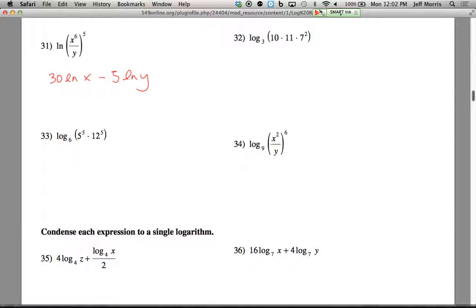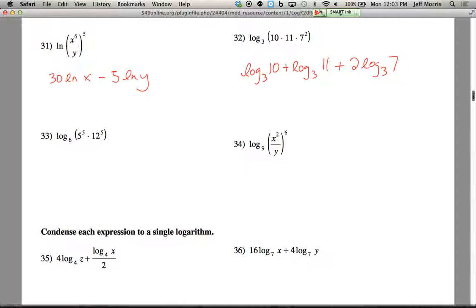Next one. If you want to try this, give it a try. Come on, raise your hand. Brianna? All right, go ahead, Patrick. Log base 3 of 10 plus log base 3 of 11 plus 2 log base 3 of 7. Yep. Add, and put the monkeys out of the tree.